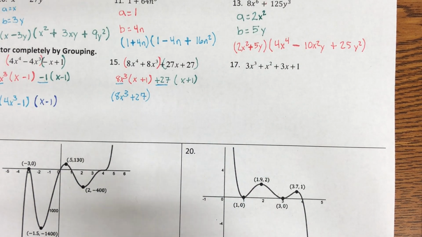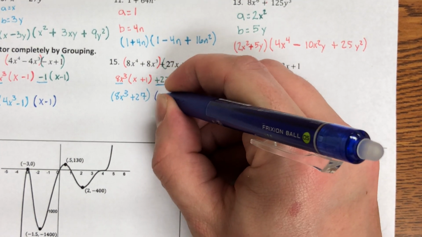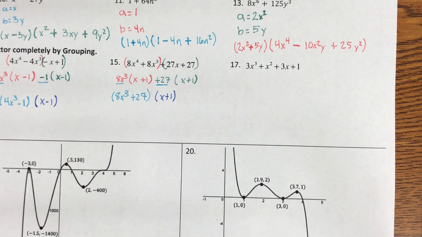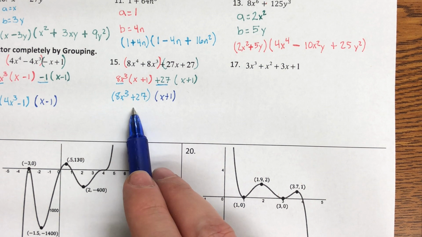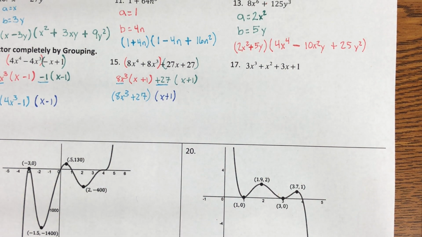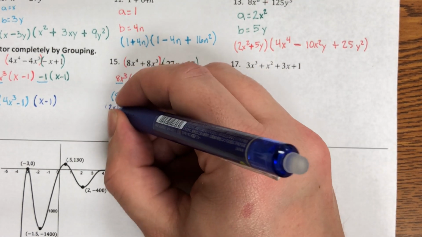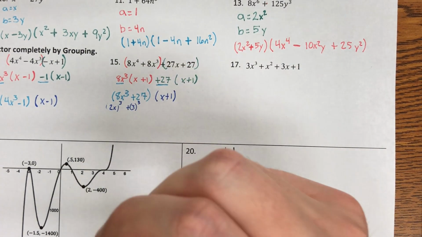The other factor is what I had remaining. X plus 1 was the same on both of those. But you must be able to identify that 8x cubed plus 27 is a sum of cubes. That would be if it had been 2x that had been cubed plus 3 that had been cubed.